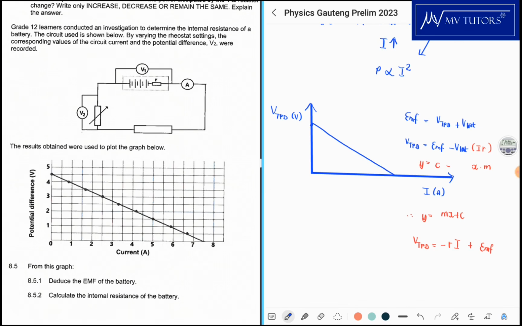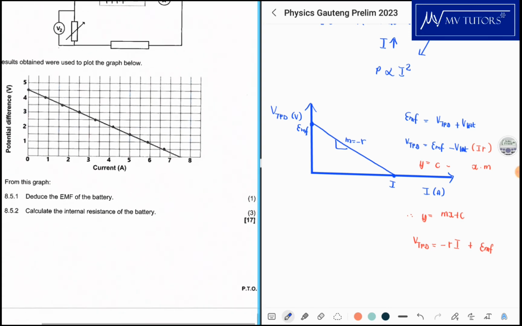So at that point there, that's where you can read off your EMF, and if you wanted, your gradient would be negative the internal resistance. And your x-intercept will basically be I, your current. But anyway, let us go on and answer the questions.